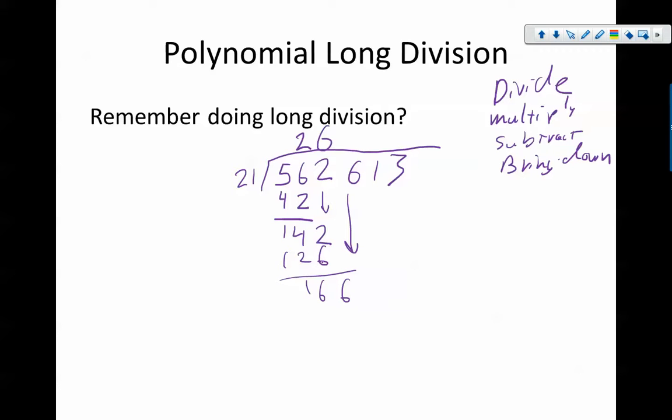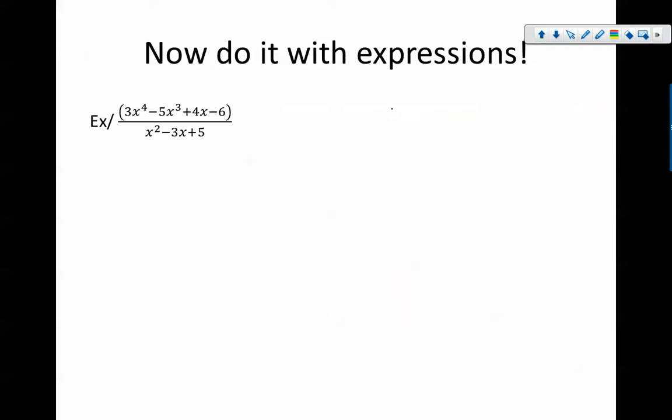Then we do it again. We divide 166 divided by 21. That gives us 7. 7 times 21 is 147. We subtract. That's 19. Then we bring down the 1. You get the idea. We keep going until we get to the end, and then this top part up here is our solution. Okay, so we're going to do the same thing, but we're going to do it with polynomials.